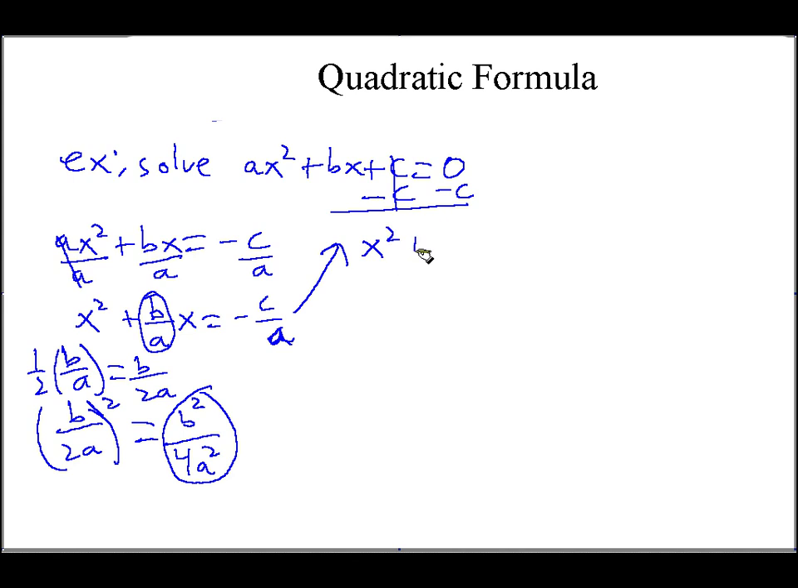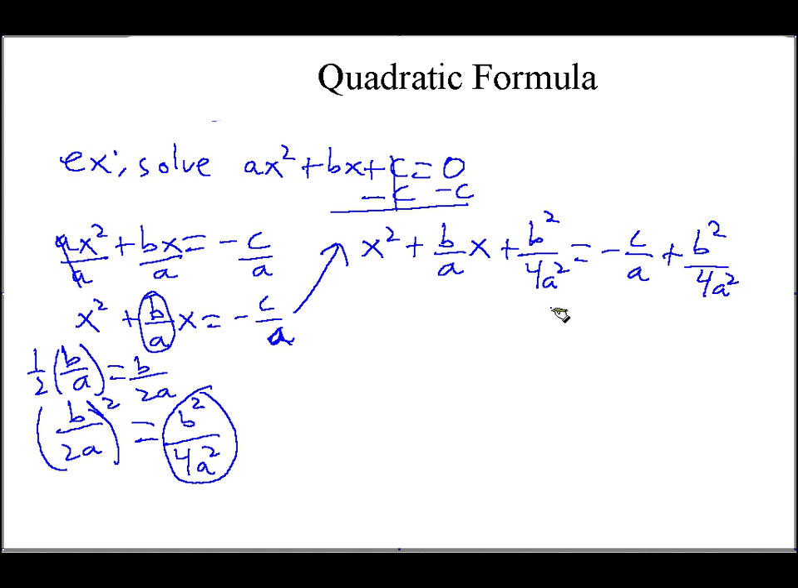Becomes x squared plus b over a x plus this number right here, b squared over 4a squared, whatever this number is, equal to negative c over a. Again, I must add the same number to both sides, right? So plus b squared over 4a squared. All right, can we see that? Once I do that, the left-hand side is guaranteed to be a perfect square.